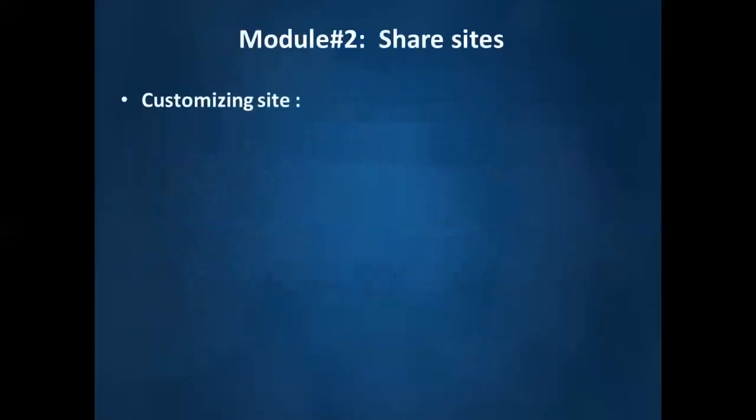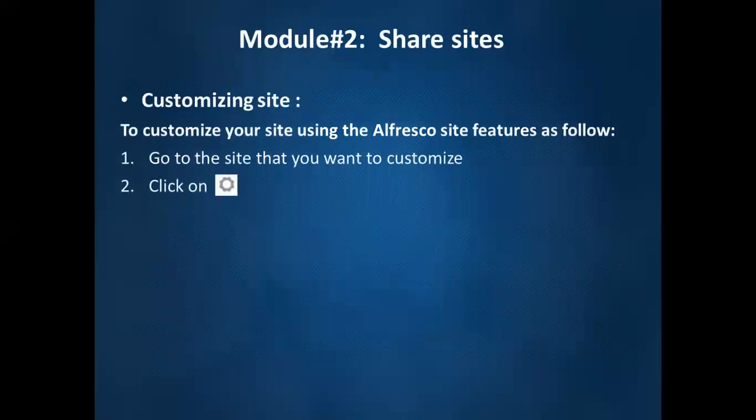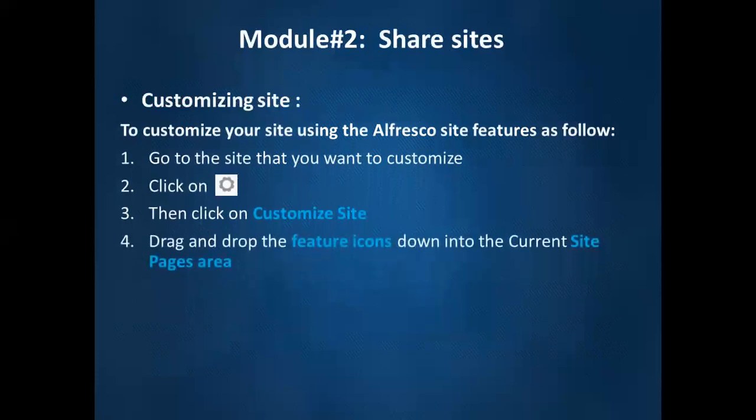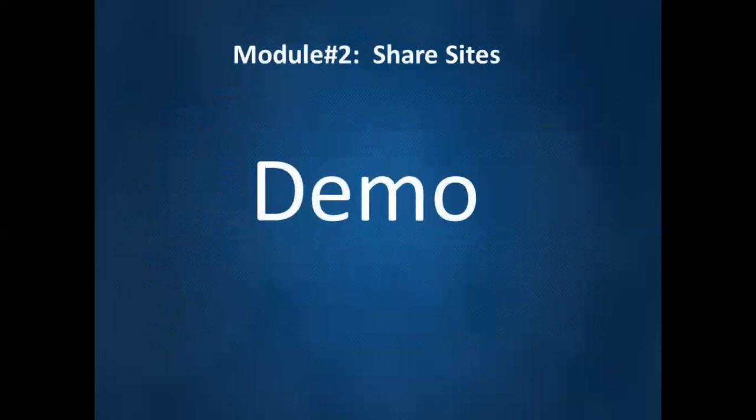Now let's see how to customize the sites. We will see the steps to customize your site using those features. First, you need to go to the site that you want to customize. Then click on this icon. Then click on Customize Site. Drag and drop the feature icons down into the current site pages area. Click OK. Now let's move to the demo.